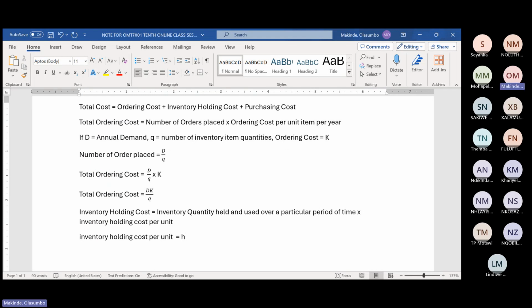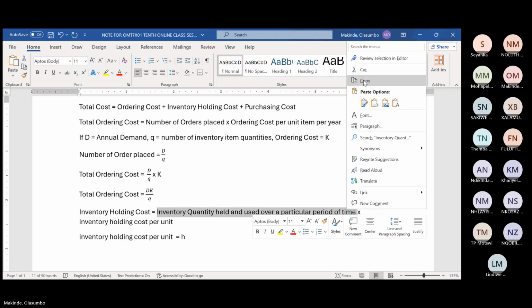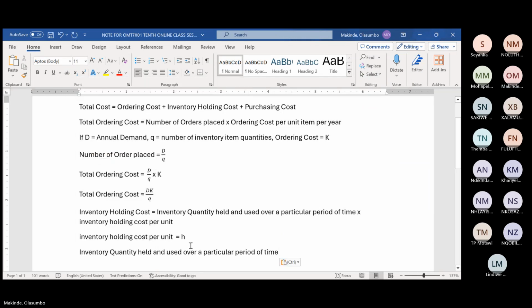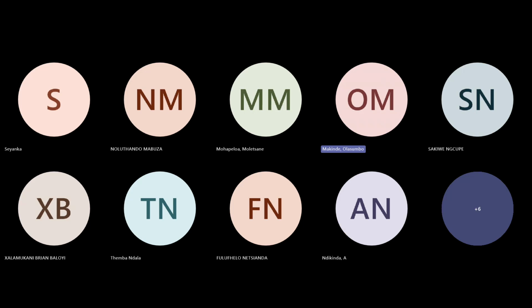But what is the mathematical expression for the inventory quantity held and used over a particular time period? I will tell you how we generate that now. It's not difficult. So the mathematical expression for this, for you to know it, I will have to show you in the diagram, based on how EOQ behaves. You remember we talked about that?